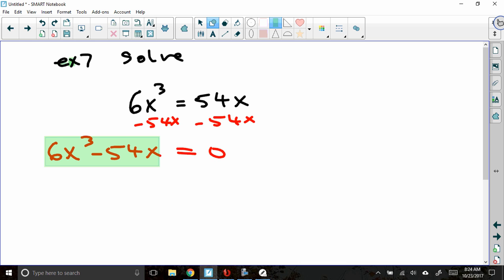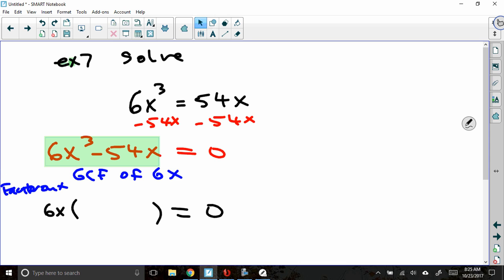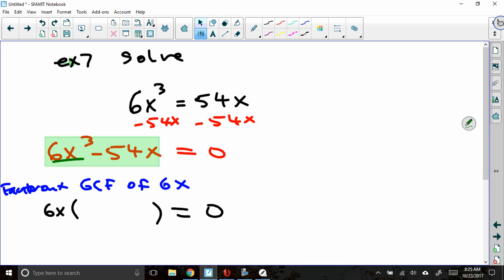A 6x. Nice. So there is a GCF of 6x. So we'll go ahead and factor that out. What that's going to look like is 6x times some group, and that's equal to 0. Remember, when we factor that out, what we're essentially doing is dividing each term by that. So we'll divide this by 6x, and we'll divide this by 6x. So what's that going to leave in the parentheses? X squared minus 9, right?